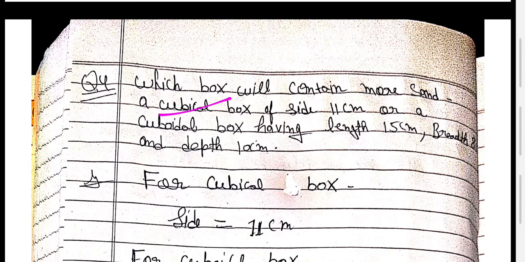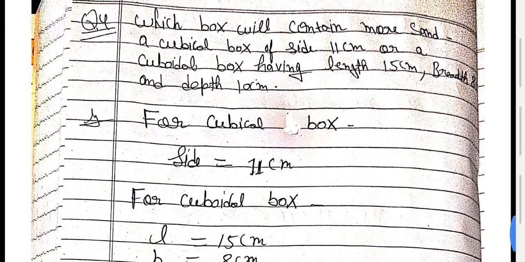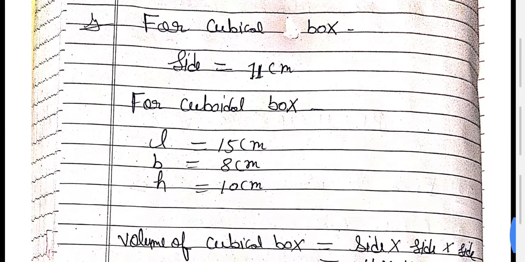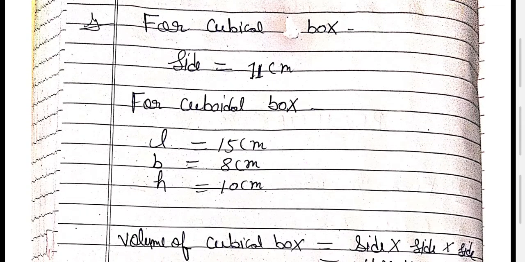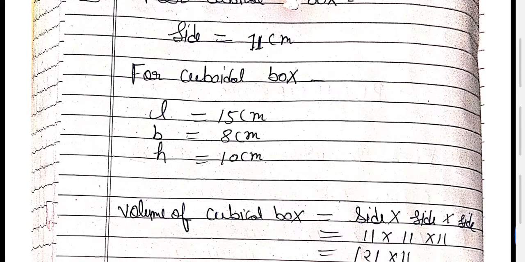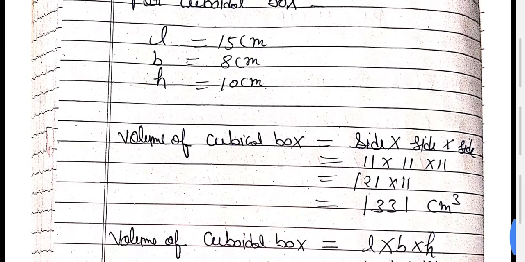A cubical box. So for the cubical box, side is 11 centimeter. Or a cuboidal box, for the cuboidal box, length is 15, breadth is 8, and height is 10. So you have to write here height 10. Two boxes you have. Now find the volume of the first cubical box. Volume of cubical box is side into side into side. Side is 11, 11 into 11 into 11. 11 11s are 121, and into 11 you get 1331.